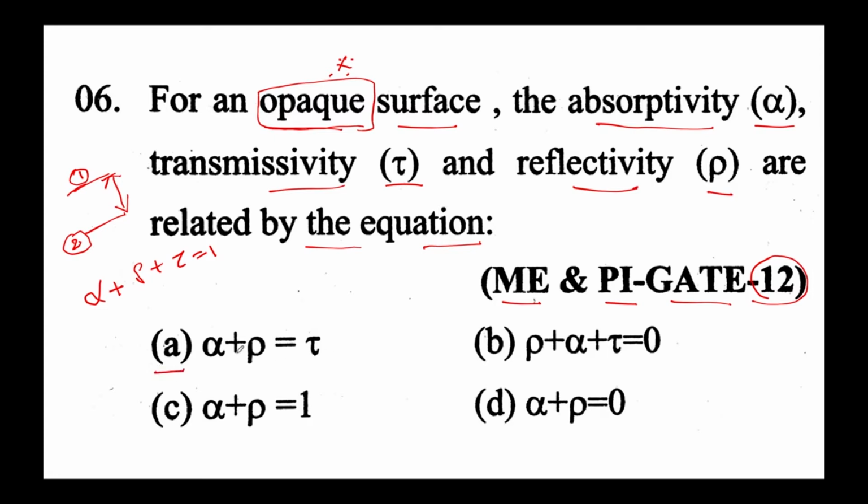Option A is absorptivity plus reflectivity is equal to transmissivity. Option B, reflectivity plus absorptivity plus transmissivity equal to 0. Option C, absorptivity plus reflectivity equal to 1. And option D, absorptivity plus reflectivity is equal to 0, right? So we'll just get into the solution.